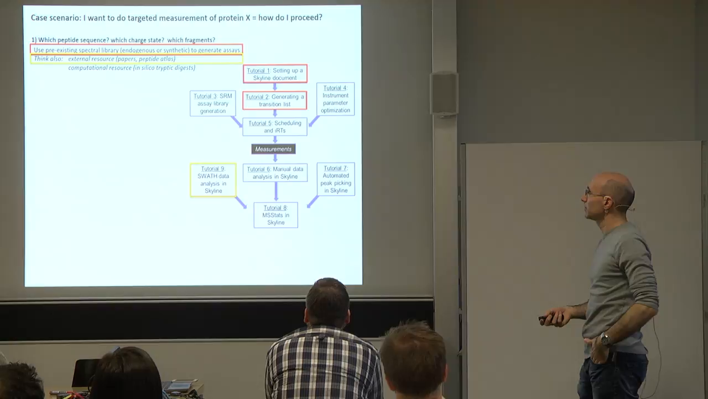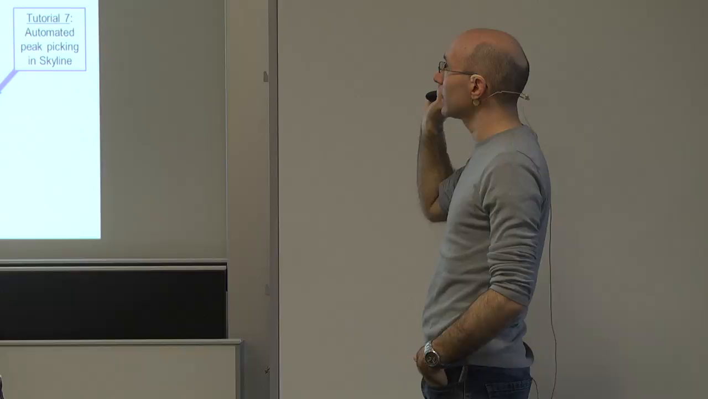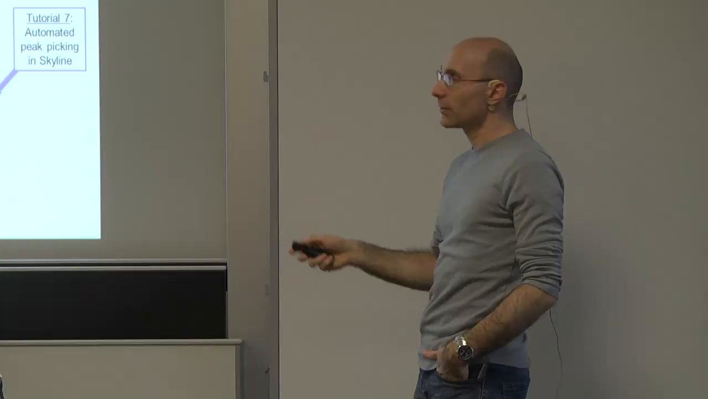So with these tutorials, you have seen pretty much everything that you need to know in order to generate, from a protein that you want to target, the list of peptides, the correct charge state, and the proper fragments to target for your proteomic experiments. So this is your selection criteria.